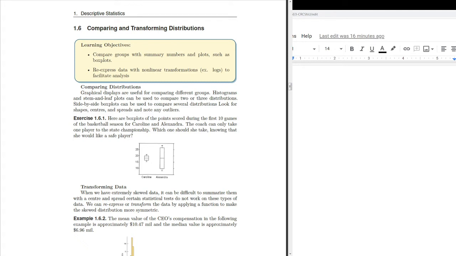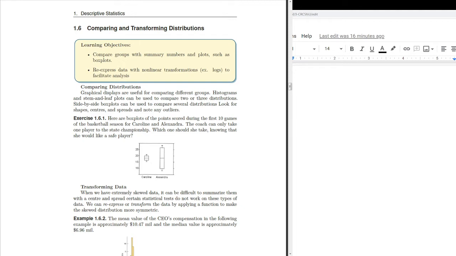So how do we compare different distributions? Well, certain graphical displays can be quite useful when we want to compare different groups. If we're dealing with 2 or 3 distributions, then we can use either histograms or stem-and-leaf plots for the comparisons. But if we're dealing with many more distributions, then side-by-side box plots are more ideal.